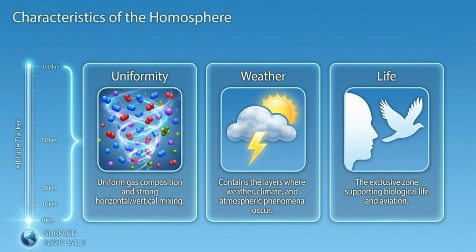The third important characteristic is life. The homosphere contains the part of the atmosphere that supports life on Earth. It provides essential gases such as oxygen for humans and animals and carbon dioxide for photosynthesis in plants. It also includes the region where birds and aircraft operate. So in simple words, we can remember the three important features of the homosphere as uniform gas composition, weather and climate processes, and support for life.